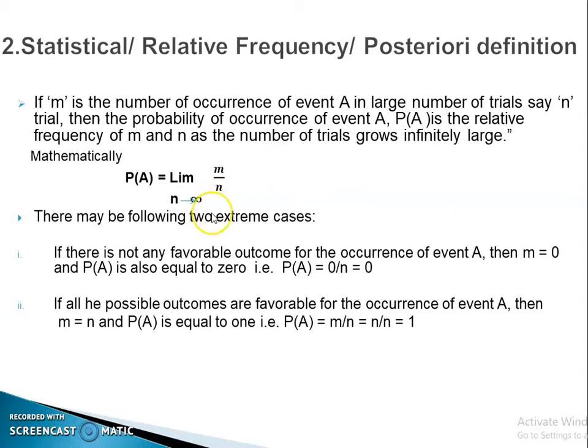There may be two extreme cases. If there is not any favorable outcome for the occurrence of an event A, then m equals 0 and probability of A is equal to 0. That is, probability of A equals m over n, where m is equal to 0, so 0 over n equals 0. And if all the possible outcomes are favorable for the occurrence of event A, then m equals n and probability of A is equal to 1. That is, probability of A equals m over n, where m is equal to n, so n over n equals 1.